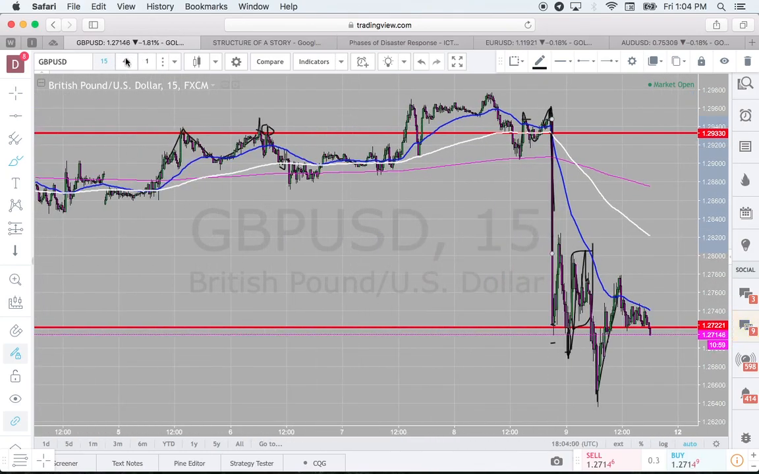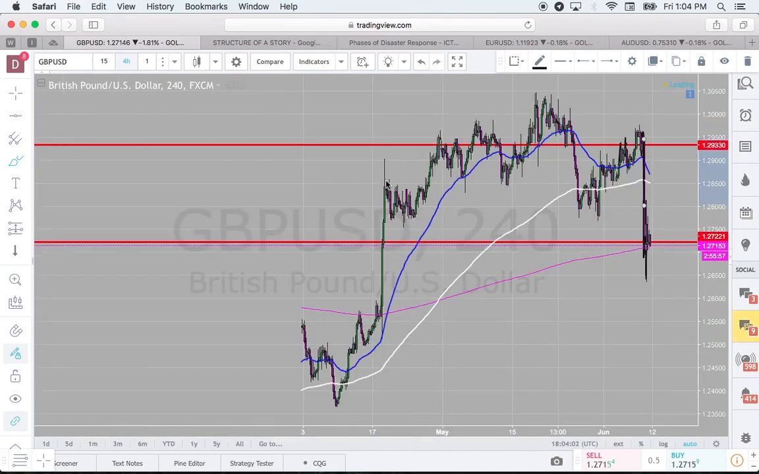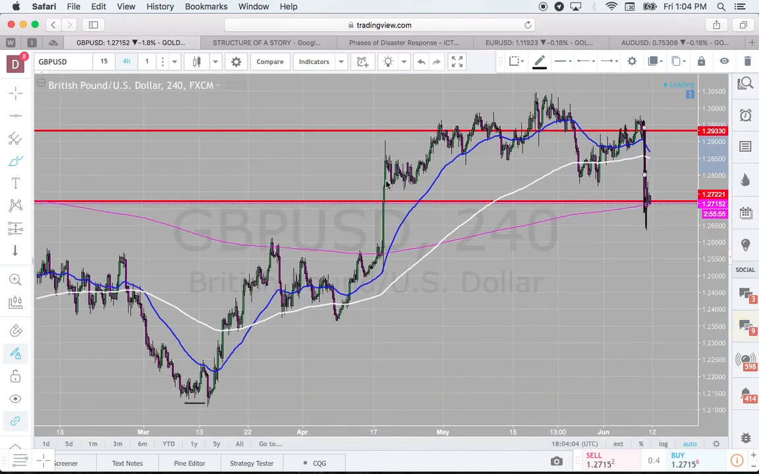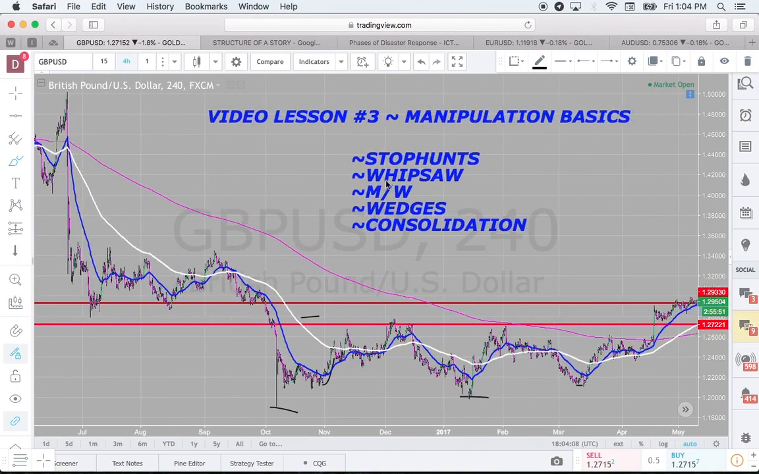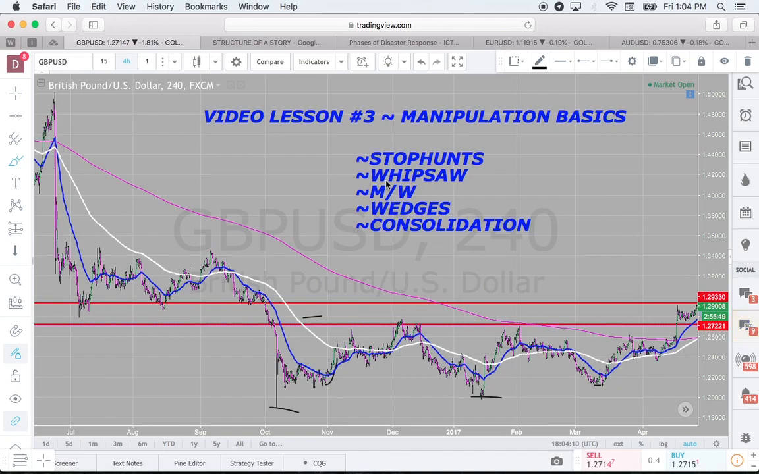So that's basically the main idea of a stop hunt and why they happen. It's basically to stop people out and activate pending orders on the other side of support and resistance lines that retail traders use so often.